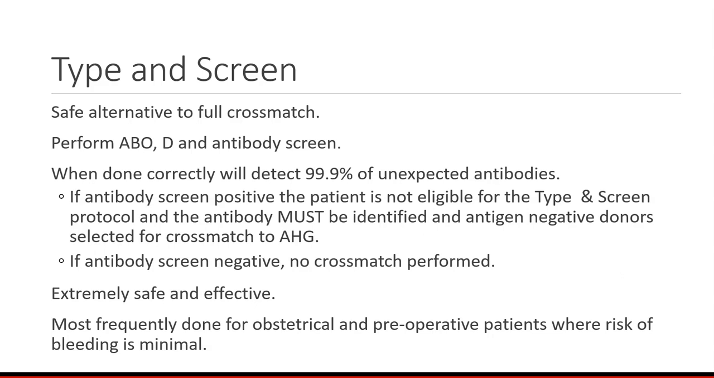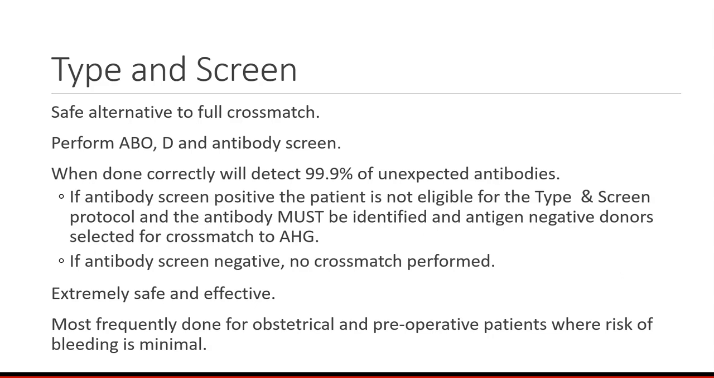It's extremely safe and effective, and is most frequently done for obstetrical and preoperative patients where the risk of bleeding is minimal. For example, when an obstetrical patient, a woman giving birth, goes bad, she goes real bad, and we have to have a ton of products ready to go. But 99% of most women in childbirth do not have bleeding issues. And the same thing with cross-match, hysterectomies, tubal ligations. There's a whole host of surgical procedures where there may be a slight chance of bleeding, but 99% of the time there's not.